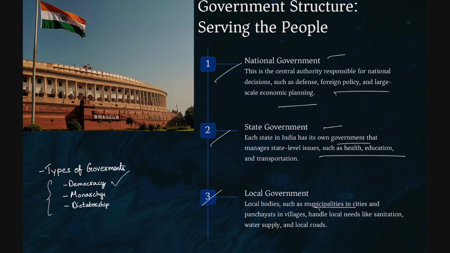But in a monarchy, this is a system in which a king or a queen holds power, which is most often inherited. In a dictatorship, one person holds absolute power with no accountability to the people or the constitution.